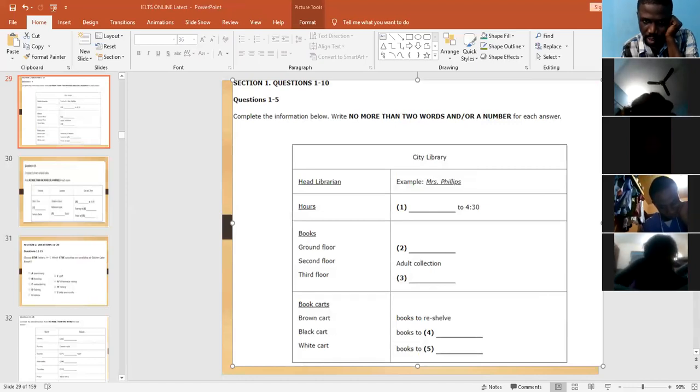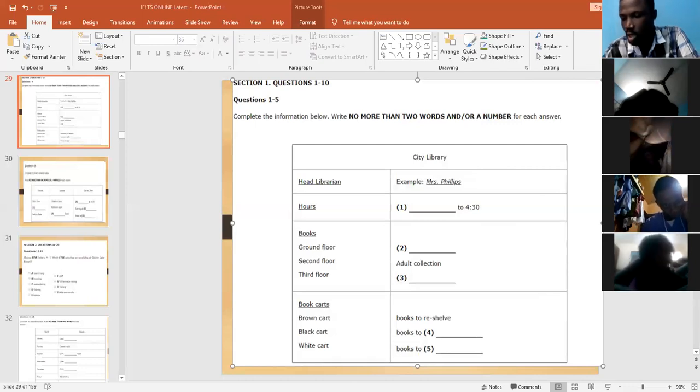Okay, so that's the end of the first part of section 1, which is questions 1 to 5. Okay, so that part was not hard. I hope we're able to get it.